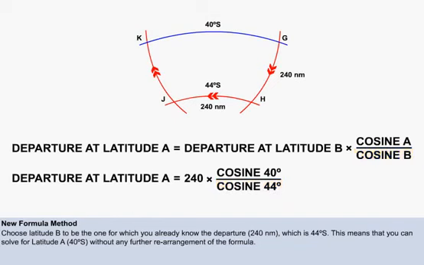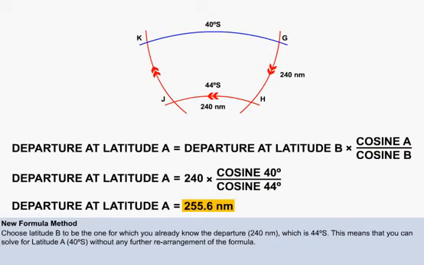Multiply that out on a calculator and the answer comes to 255.6 nautical miles, which is the same as our previous answer, but a lot quicker to work out.